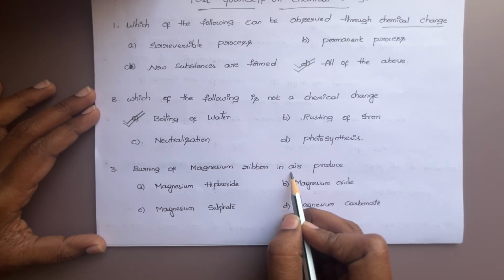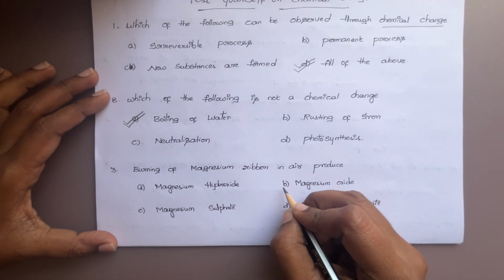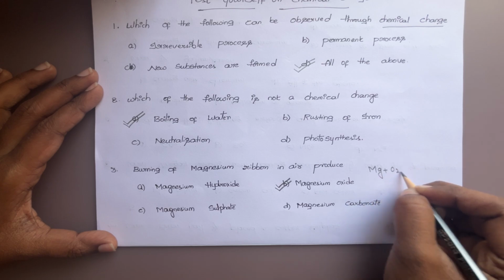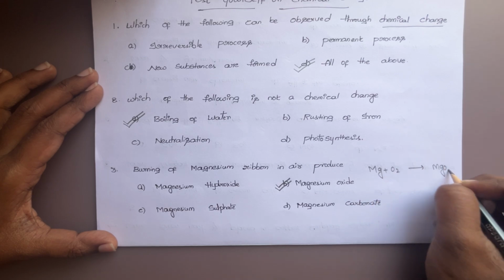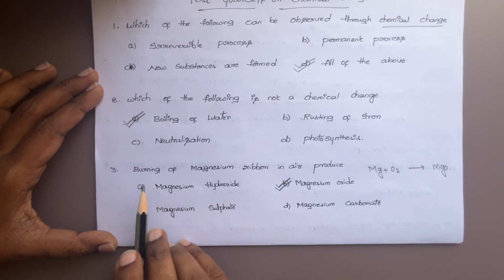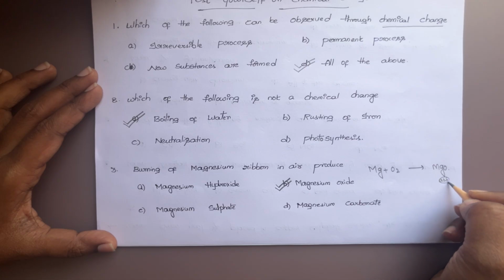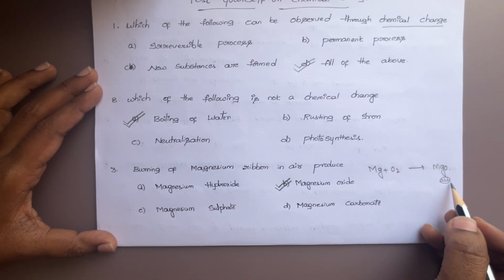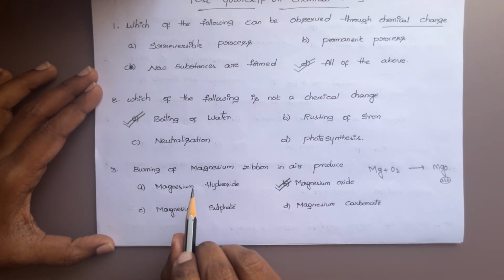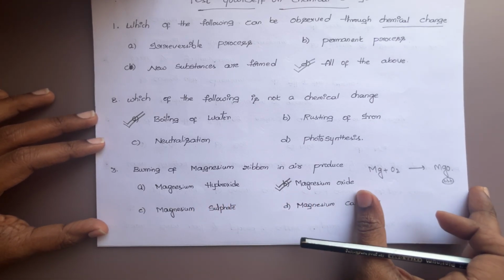Burning of magnesium ribbon in air produces, usually, magnesium oxide. Mg plus O2 gives MgO. Here I am not balancing, but generally I am telling magnesium ribbon reacts with air and produces magnesium oxide. Magnesium hydroxide is also produced, which is what we call the ash of magnesium dissolved in water. This magnesium hydroxide is produced. To know the answer, watch my previous video. You can easily understand the chemical changes regarding this. Answer is magnesium oxide.